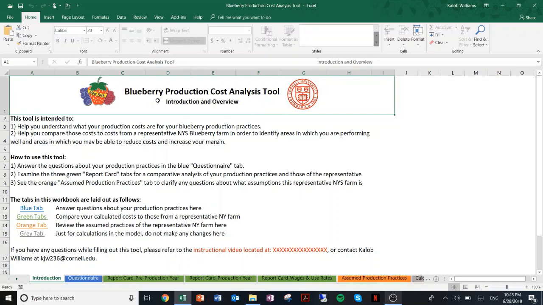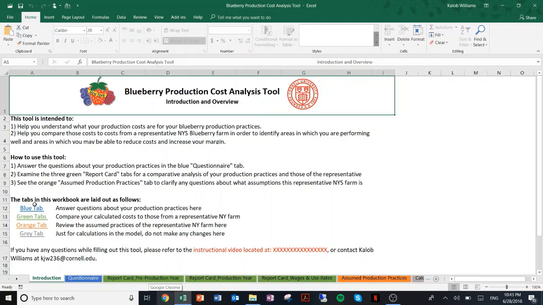Today we're going to be looking at the blueberry production cost analysis tool, but if you're looking at the raspberry tool or the strawberry tool, you'll notice that the layout is exactly the same. So this first page, this introduction tab, goes through a lot of the same things that we just went through, but then it also lays out the different tabs that are in this workbook.